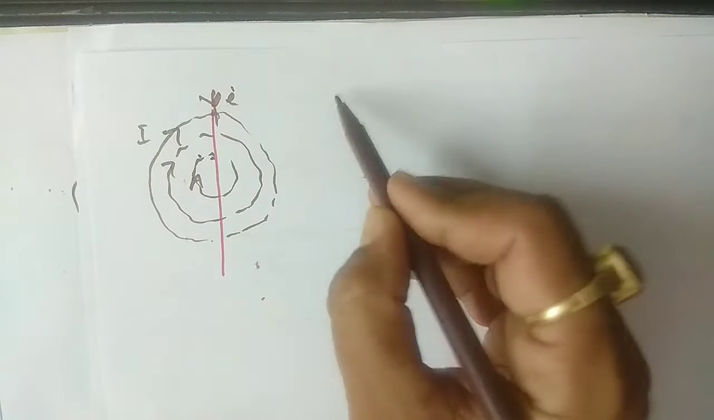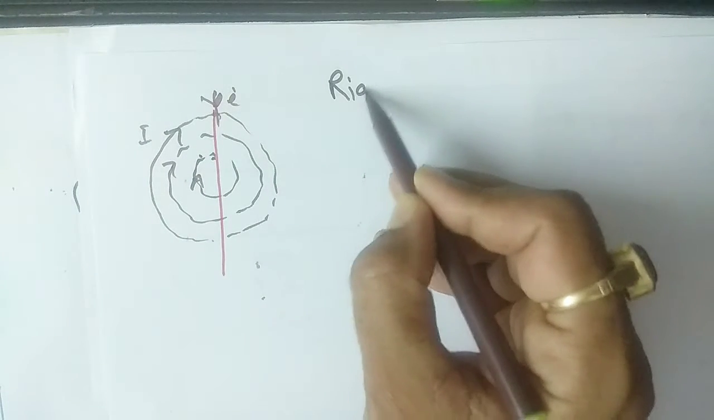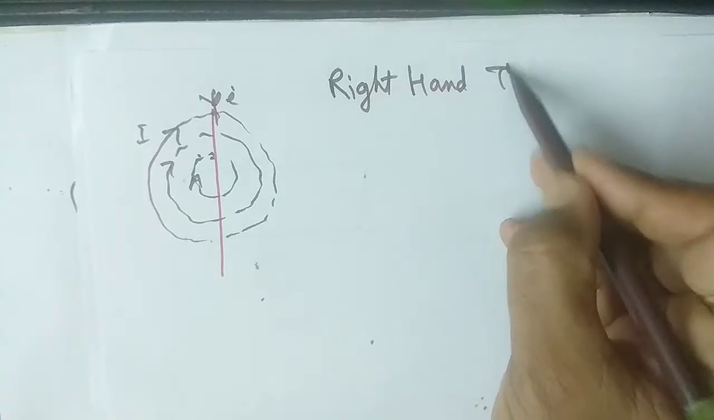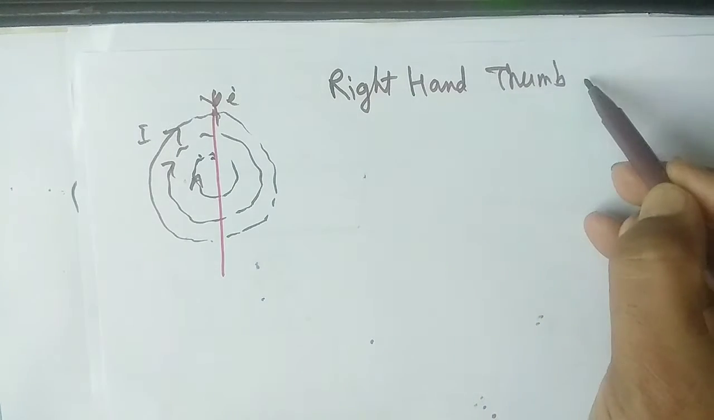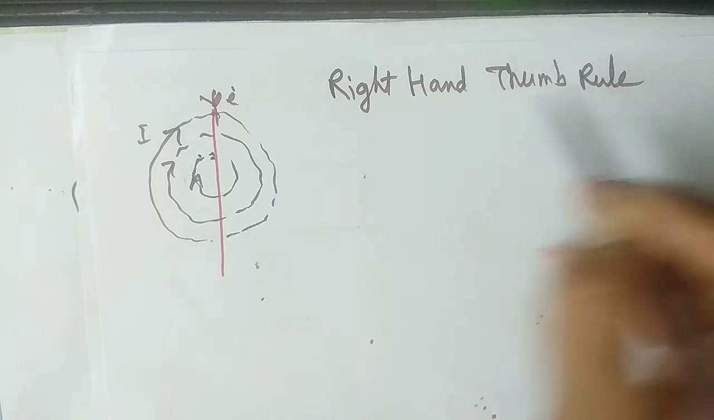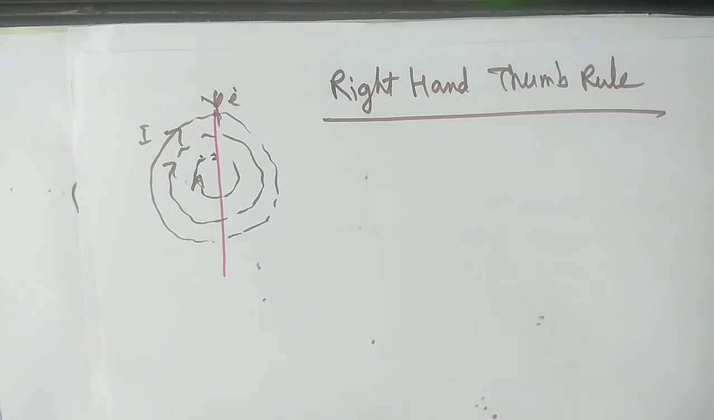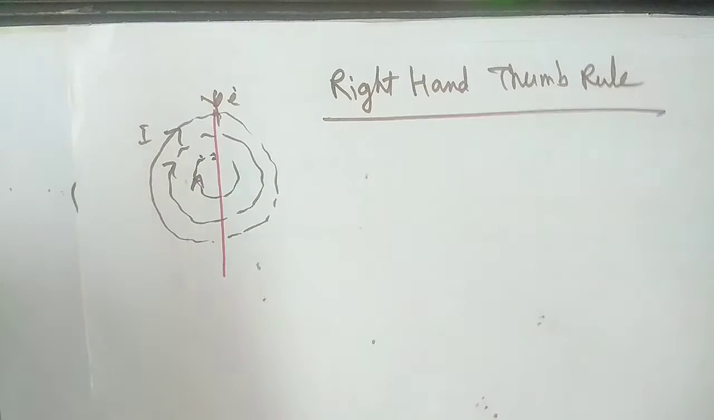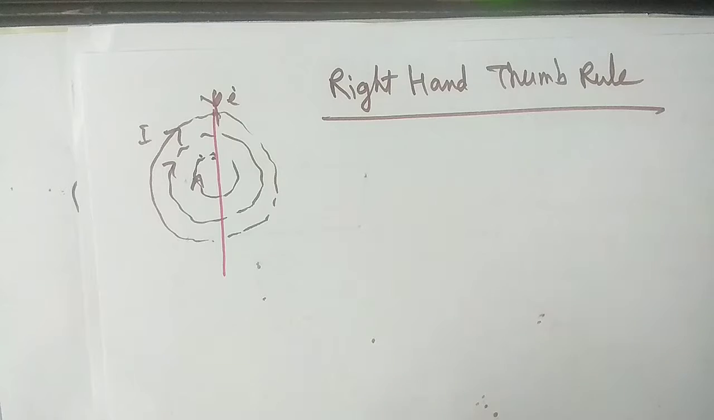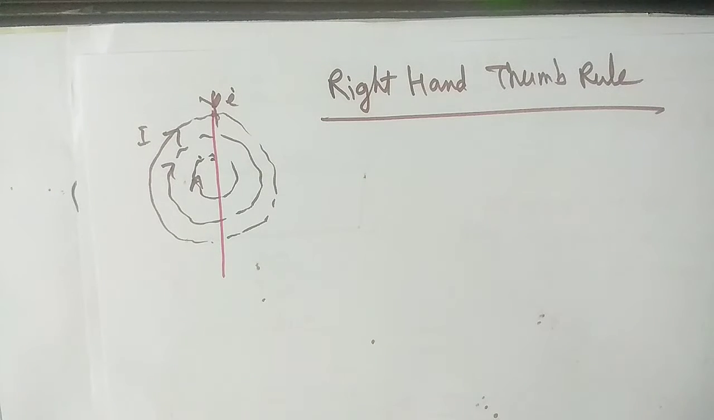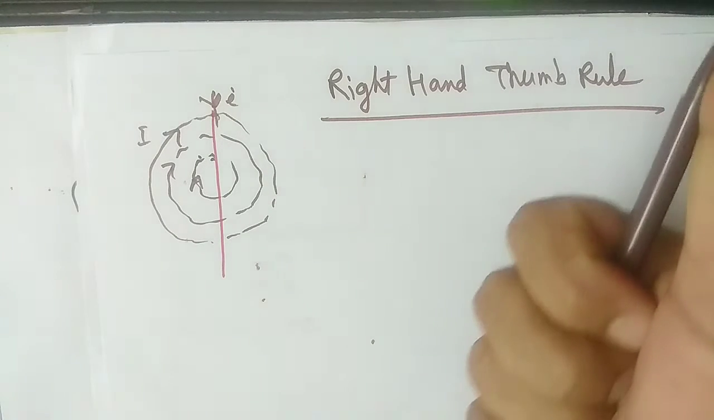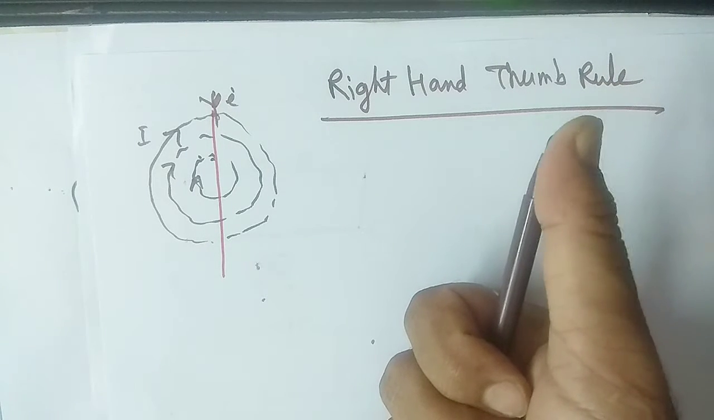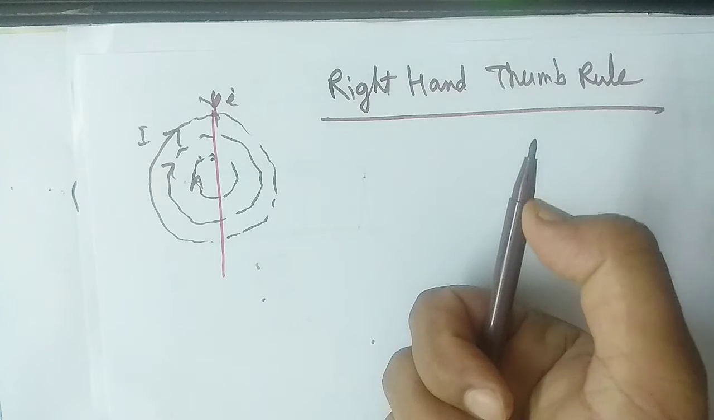You should know what that specific rule is. That rule is very important from the exam point of view: it is the right hand thumb rule. This is the rule to know the direction of the magnetic field if the direction of the current is known. According to this rule, take your right hand and keep the thumb in the direction of the current.